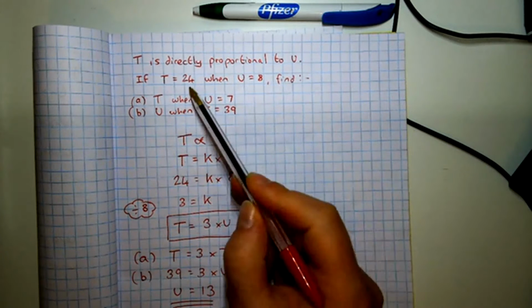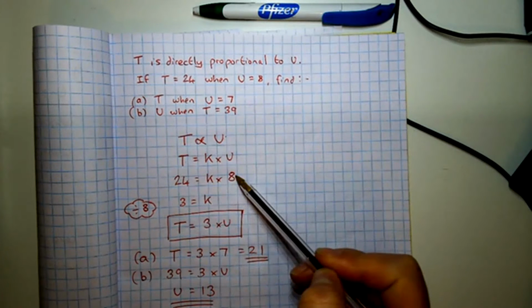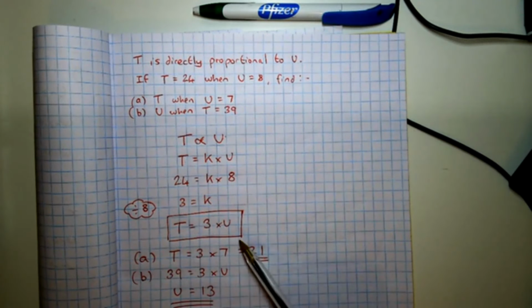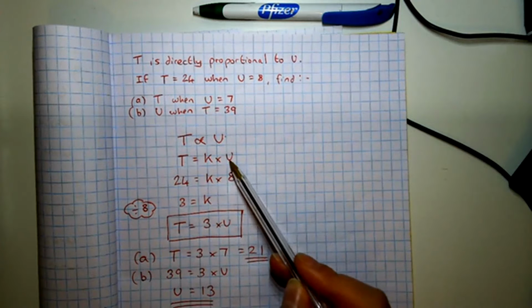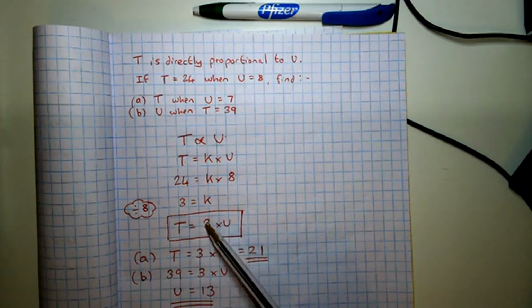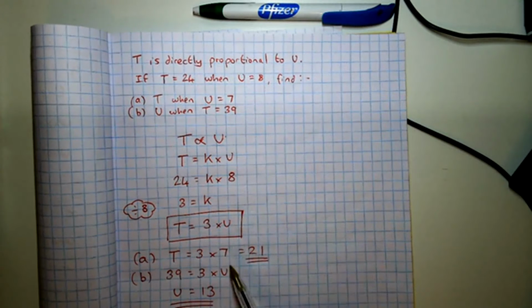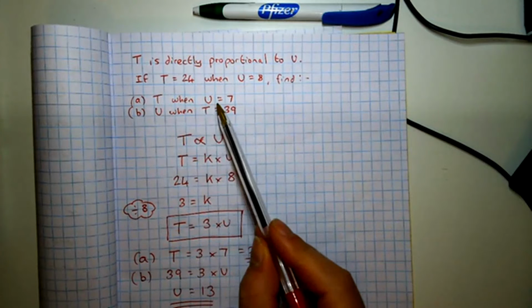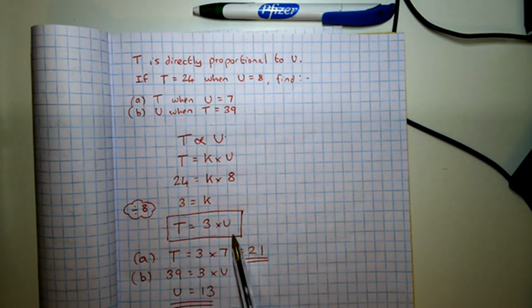Then I'm going to substitute in the numbers I'm given. Then I'm going to figure out what k is. And then I've got my formula, because I know what k is. I can go back to this line and I can just replace the k with what the value is. And then have a look at what they're asking you. I want t when u is 7, so use the formula. Substitute in u as being 7 to work out that t is 21.